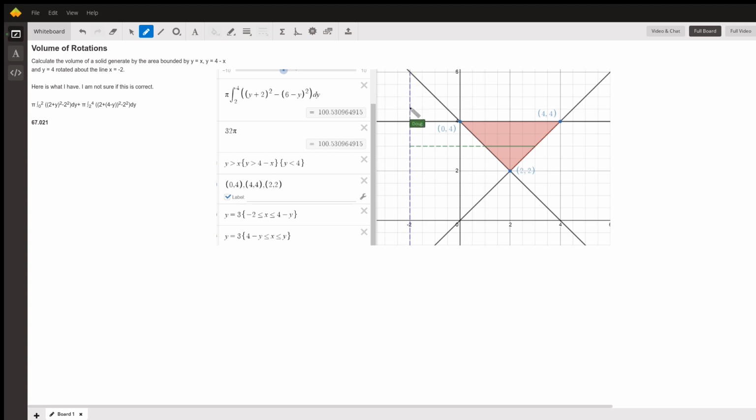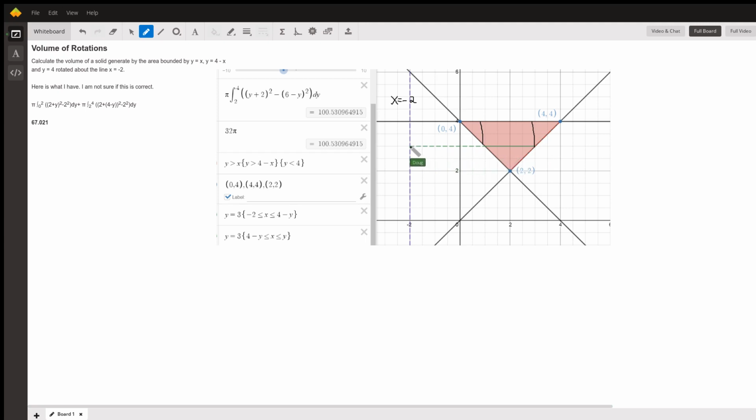We're going to revolve that red region about the line x equals -2, which is this line right here, the axis of revolution. You could use the shell method, which would require you to have your typical heights of shells going like this, but then that would change as you cross this boundary right here.